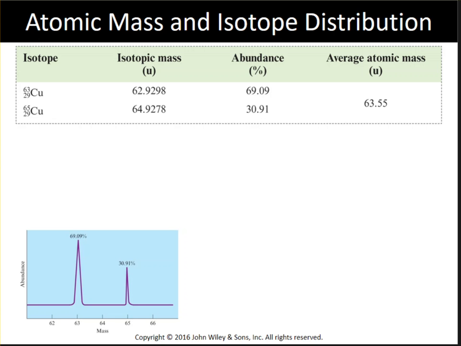Now, what's important is that the isotopic mass of each isotope of copper is different. So to find the average atomic mass, we have to take into account the isotopic mass of each isotope and also the percent abundance. The isotope that's more abundant is going to contribute more to the average atomic mass of our element. So how do we find the average atomic mass?